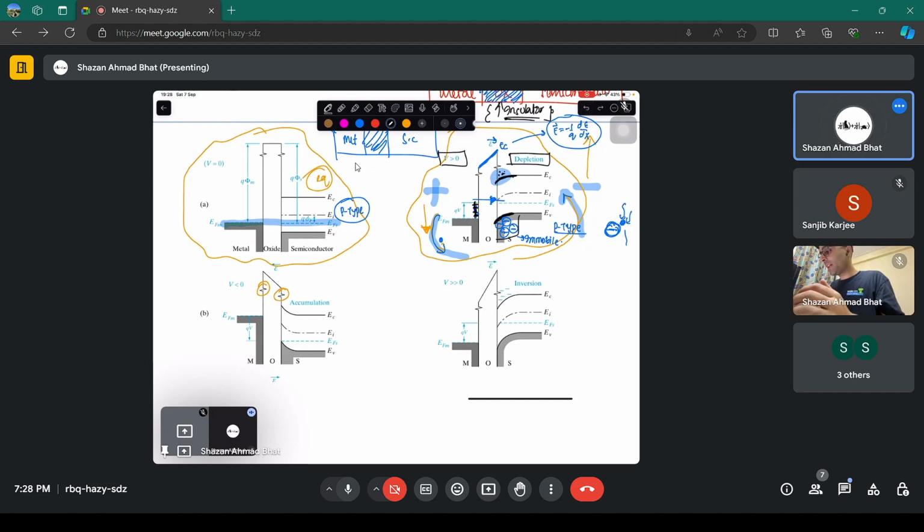Okay, but it cannot go through the oxide. It just stays at the oxide interface. It just stays here at this interface. It does not go through it.